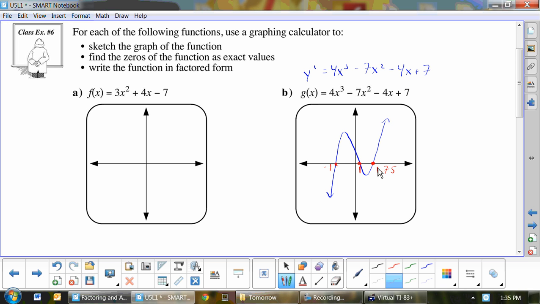Okay, so it asks for these in exact values. So 1.75 is 7/4.